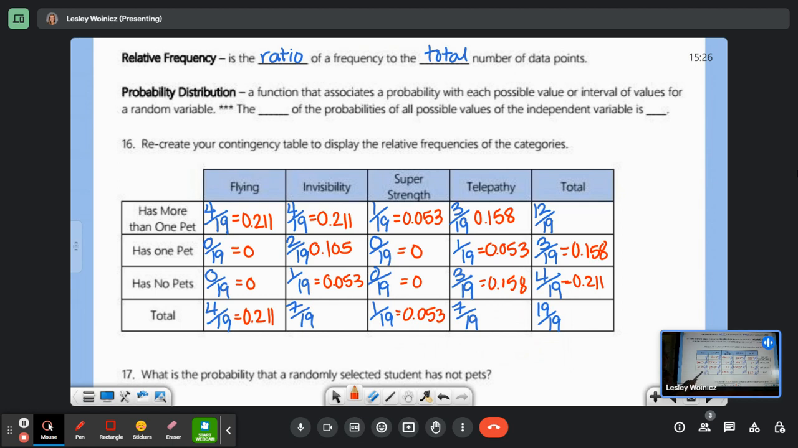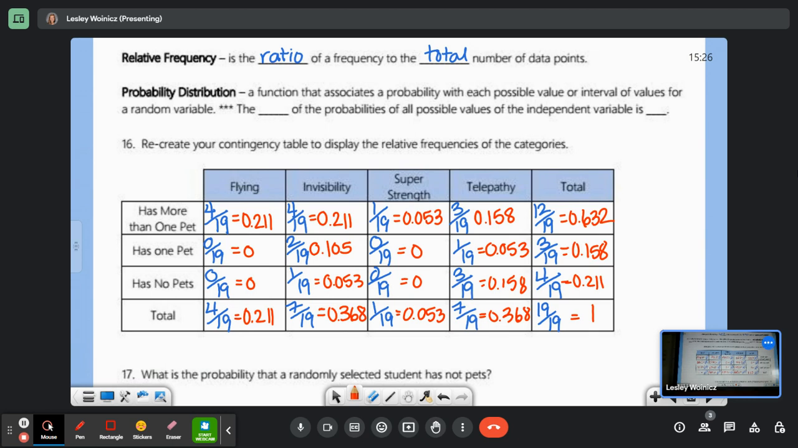The next one, I guess, is 7. 7 divided by 19 is 0.368. And then 19 out of 19 is obviously 1. Whoop, I forgot 12. 0.632. All right, everybody still alive?